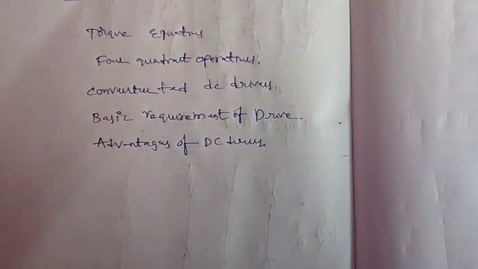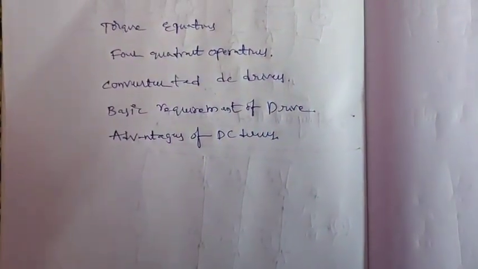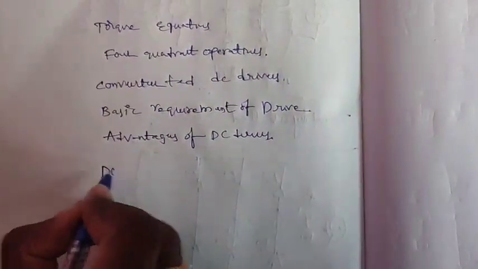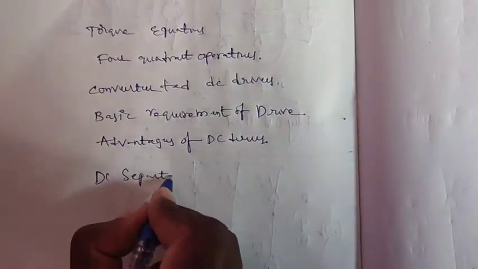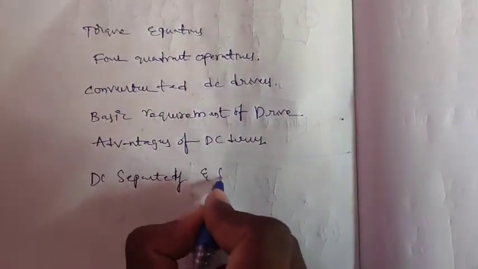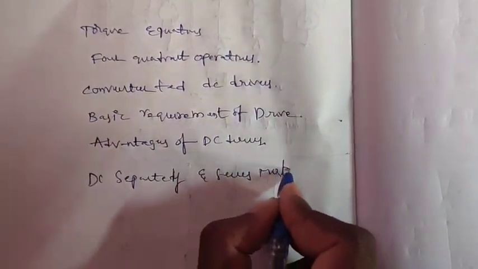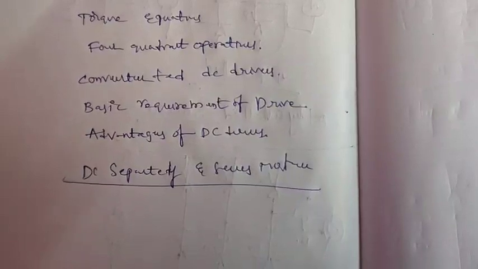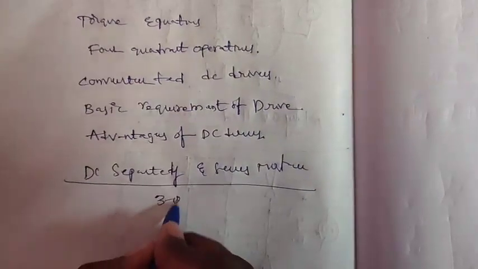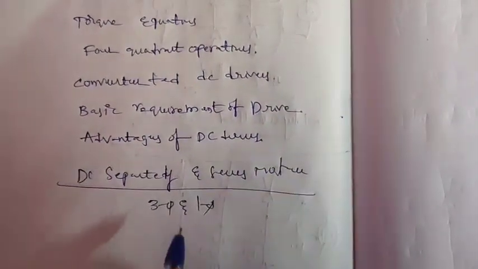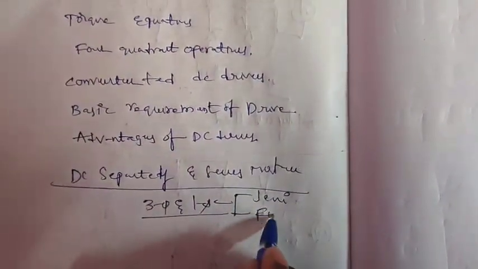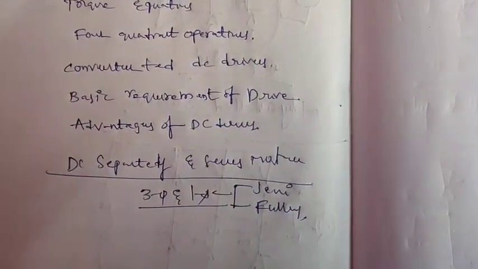So today we discuss a single phase semi-converter fed DC separately excited motor. In our syllabus, converter fed DC separately excited motor and series motor are given. So we have two converters, depending upon the supply, that is three phase and single phase. And again, semi converter and fully converter.